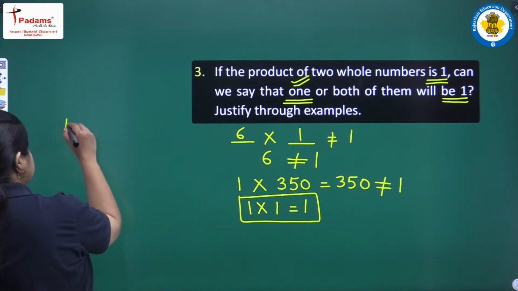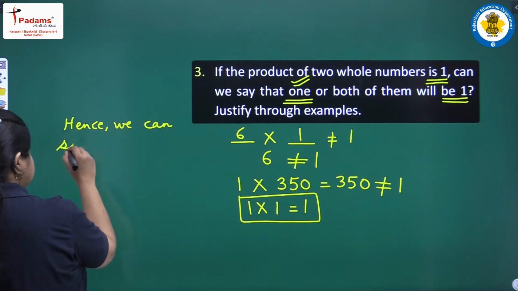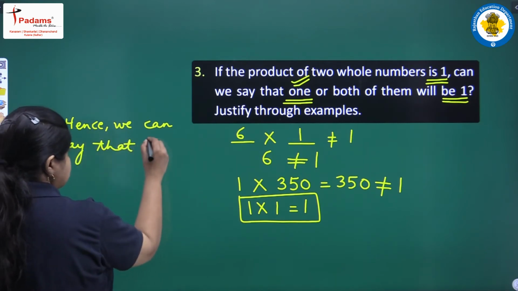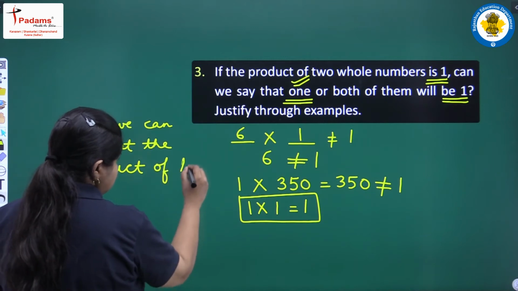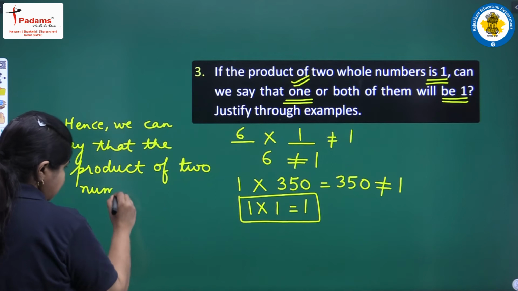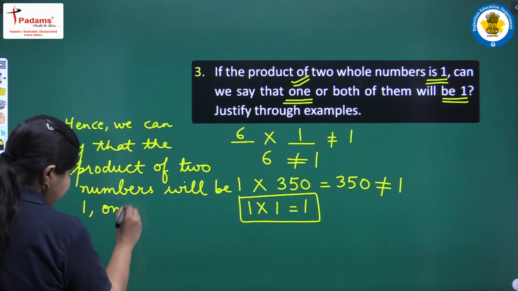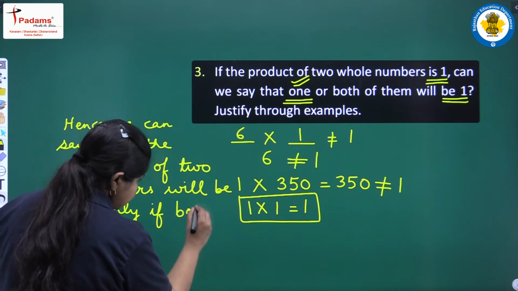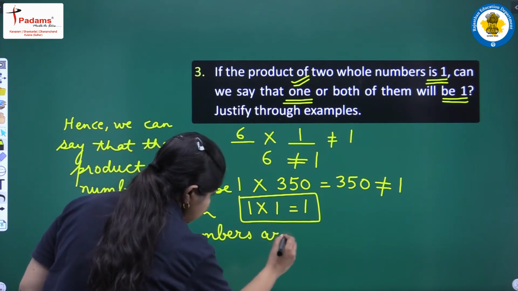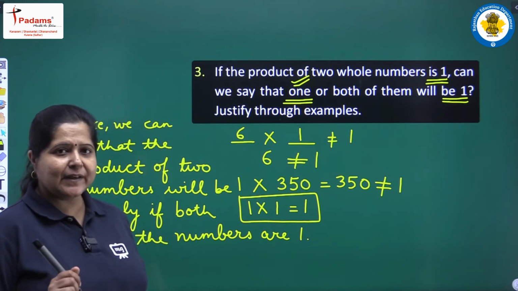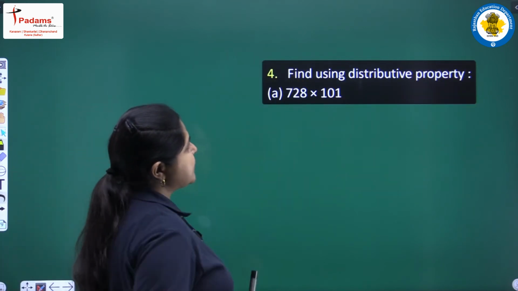So, here we write it at the bottom part. Hence, we can say that the product of two numbers will be 1 only if both the numbers are 1. Only in that case, when both the numbers are 1, we will get the product equal to 1. Otherwise, not.